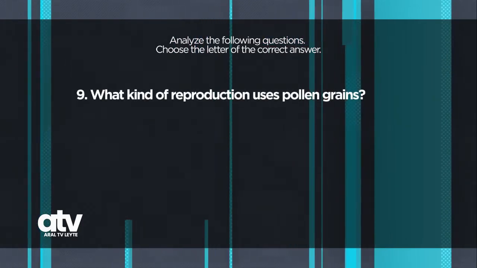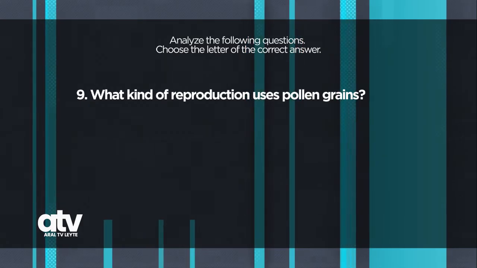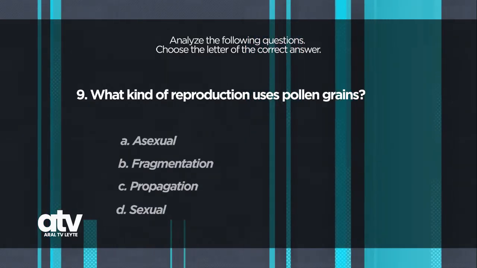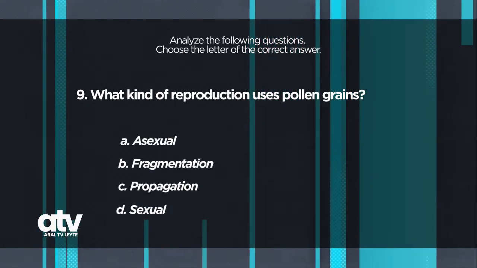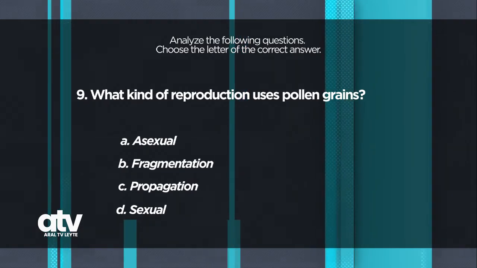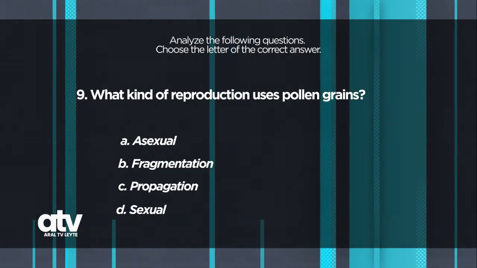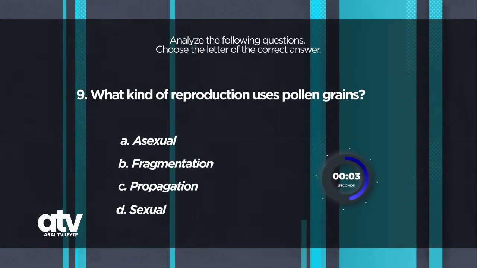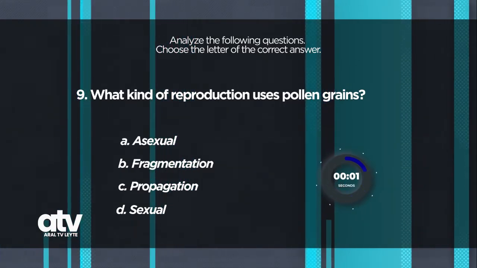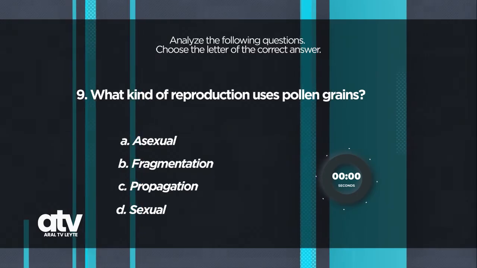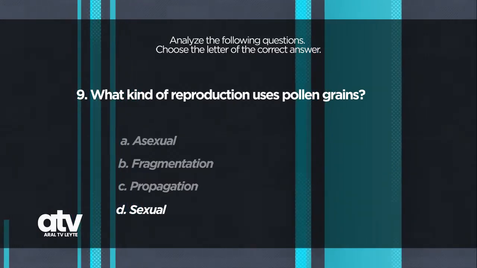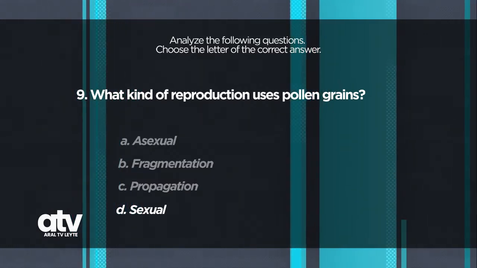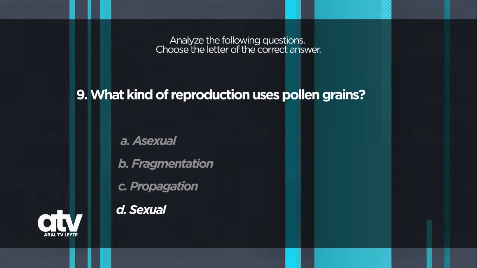Number 9. What kind of reproduction uses pollen grains? A. Asexual. B. Fragmentation. C. Propagation. D. Sexual. The correct answer is letter D. Sexual.